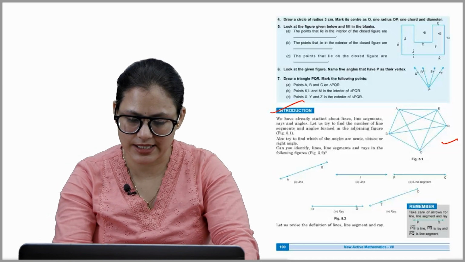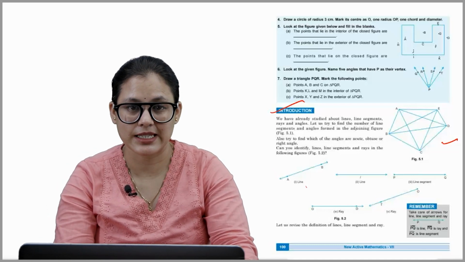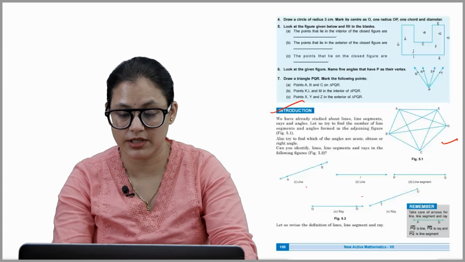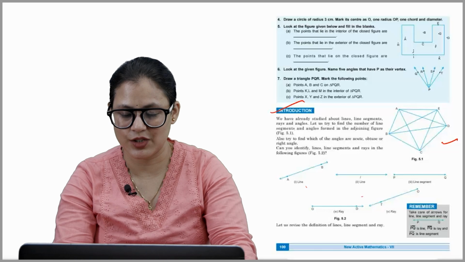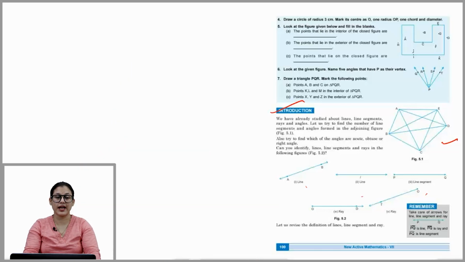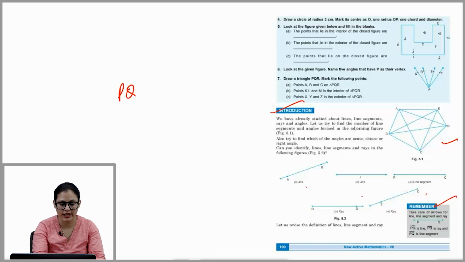See, this is a line, this is also a line, this is a line segment because it has two end points, right? This is a ray because it has one end point and this is also a ray. So let us revise the definition of lines, line segment and ray, but before that, remember to take care of arrows for line, line segment and ray. If PQ is a line, then you will write like this. If PQ is a ray, then you will make an arrow, and if PQ is a line segment, then you will draw a line like this, okay?